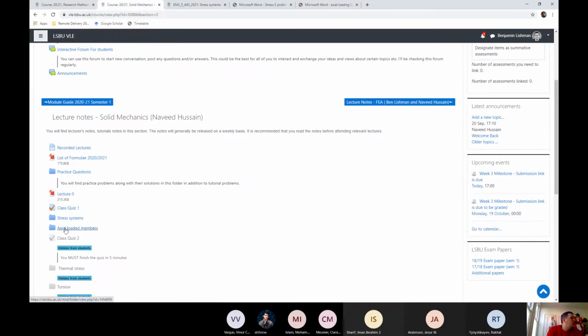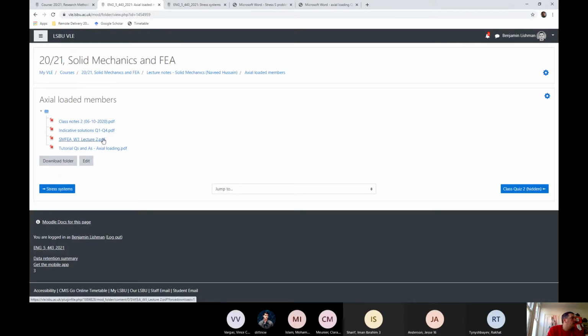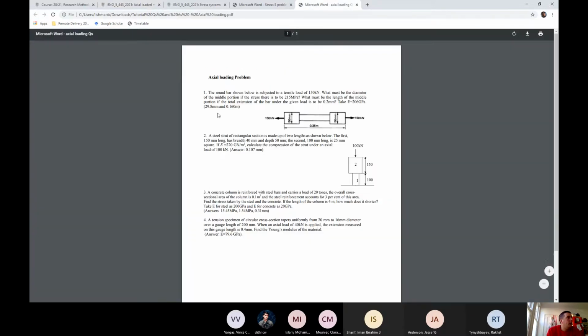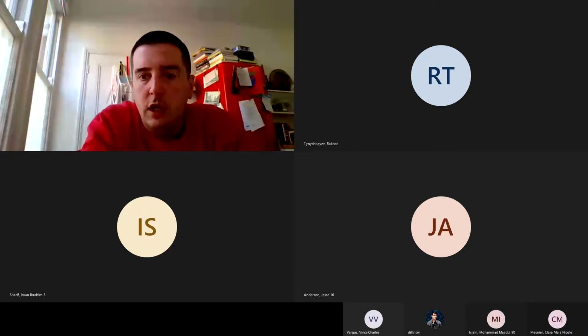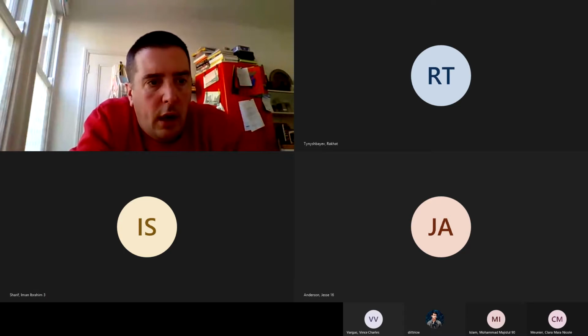The next topic is axial loaded members. And again, there are some tutorial questions and there's a lecture there. That's really what I think I'm going to go through today, this tutorial sheet here. I'll probably start at question 1 and then we'll just see where we get to. So that's my thinking on what would be good for today, but I'm going to stop screen sharing for a second and ask if anyone has anything they want to input or to ask about that.